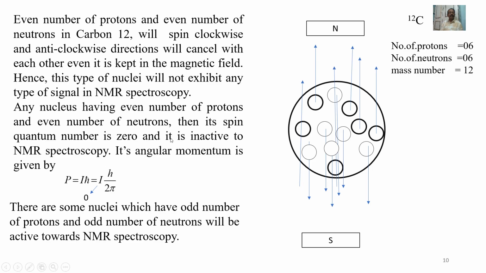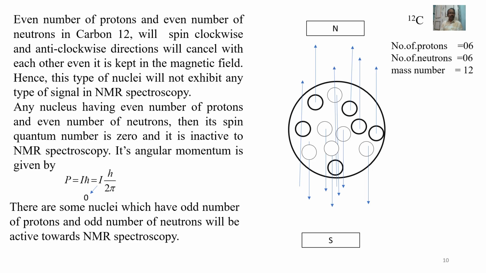Hence, this type of nuclei will not exhibit any signal in NMR spectroscopy. Any nucleus having an even number of protons and an even number of neutrons has a spin quantum number of 0, and it is inactive to NMR spectroscopy. Its angular momentum is given by P equals I h bar, which is equal to I h divided by 2 pi. Here I equals 0.